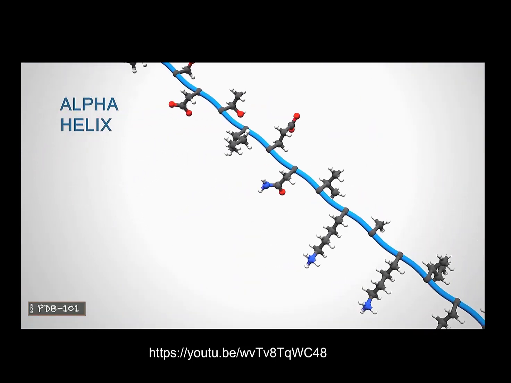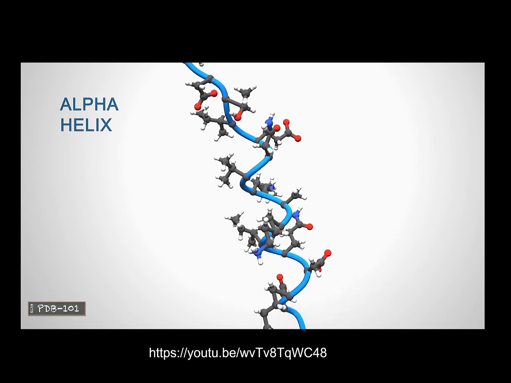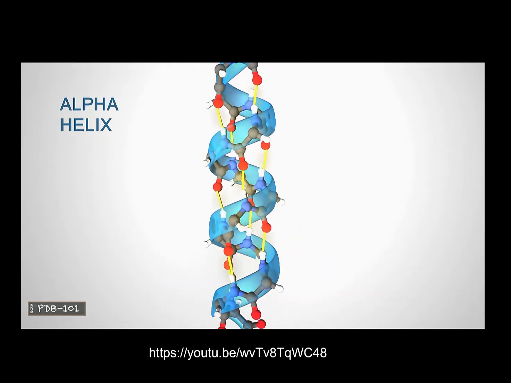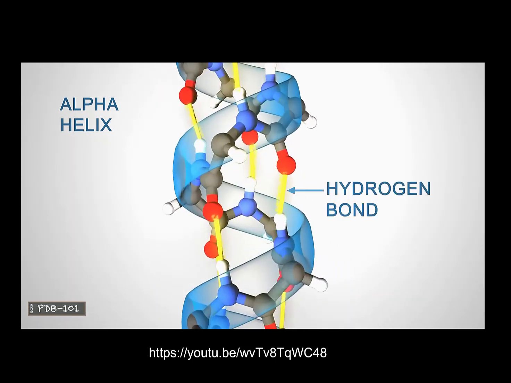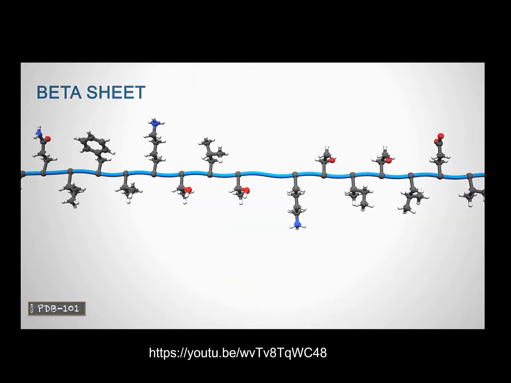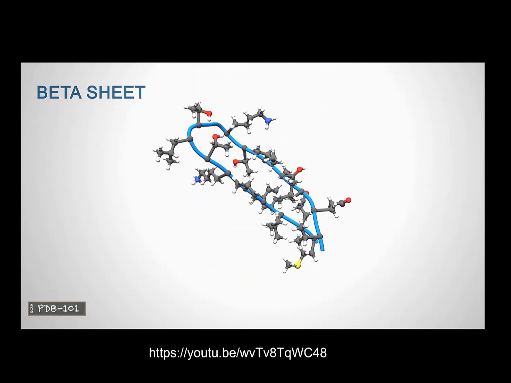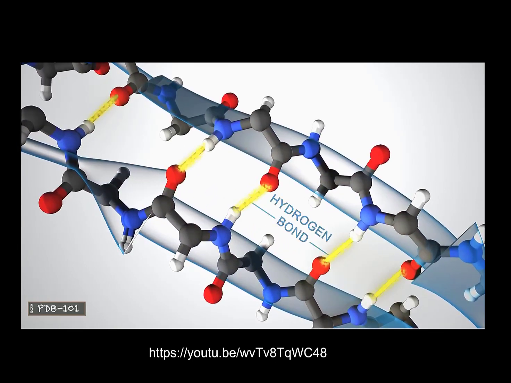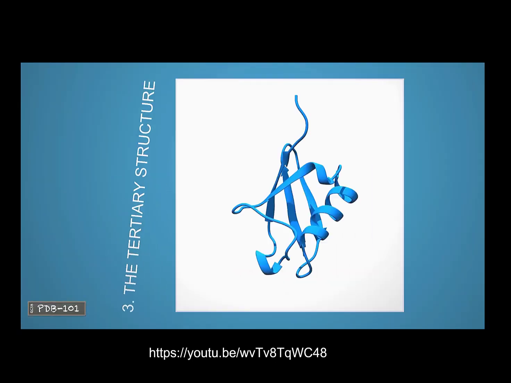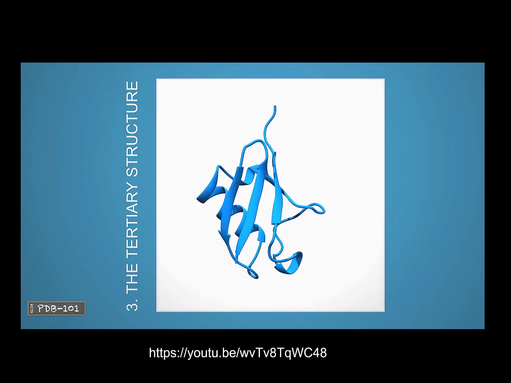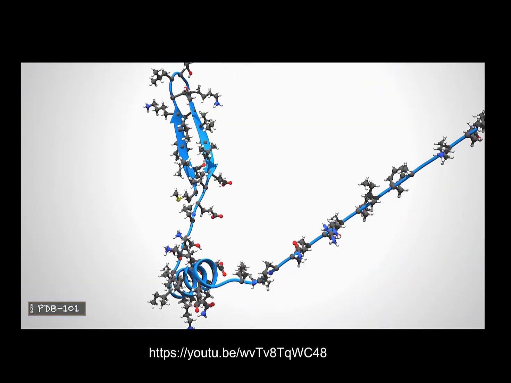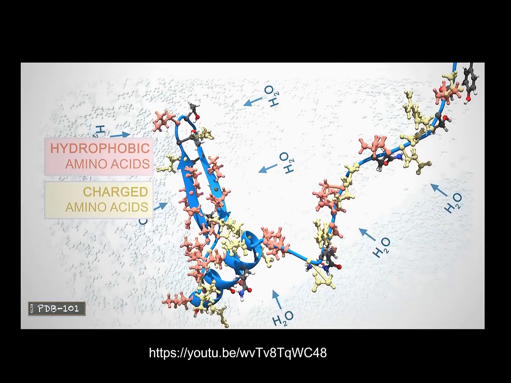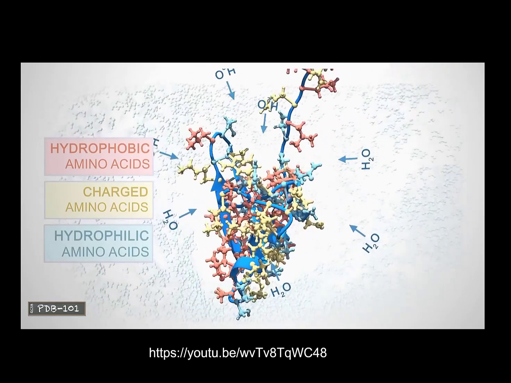An alpha helix is a right-handed coil stabilized by hydrogen bonds between the amine and carboxyl groups of nearby amino acids. Beta sheets are formed when hydrogen bonds stabilize two or more adjacent strands of amino acids. The tertiary structure of a protein is the three-dimensional shape of the protein chain. This shape is determined by the characteristics of the amino acids making up the chain.